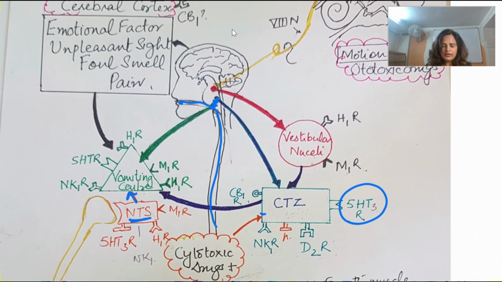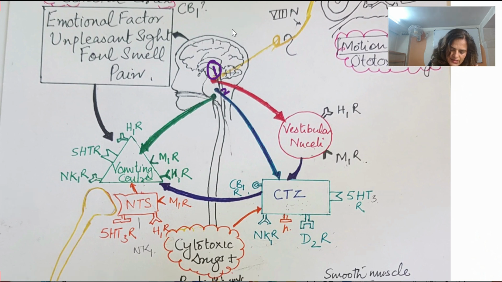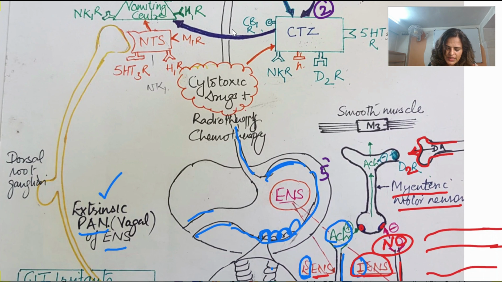Now if I sum up all that, what you will be seeing here is that the vomiting center gets stimulus from various pathways. Now what are they? Number one is the vestibular nuclei, number two is the CTZ, number three is the brain, then fourth is pain, and the fifth one is the GIT.